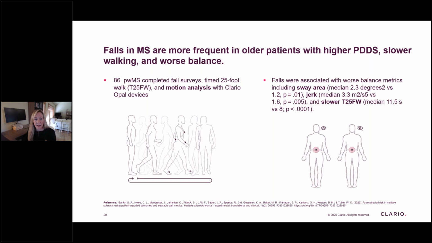And what we saw here in this study of 86 people with MS who completed fall surveys, they did a classic 25-foot timed walk test and then movement analysis with sensors. And what was determined was that the falls were associated with worse balance metrics, including sway area. So how much somebody's range of motion is moving around, forward to back and side to side, while trying to maintain their balance. Jerk, meaning the disruption of the movement. When you stand still, there's this nice smooth sway pattern. It becomes more jerky in nature and disruptive in certain indications, including MS. So these measures were related to falls, in addition to the slower 25-foot walk test.